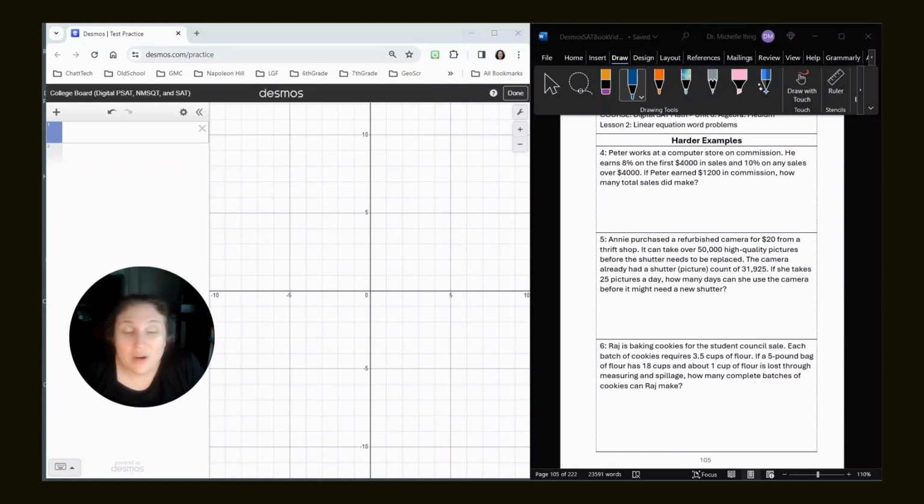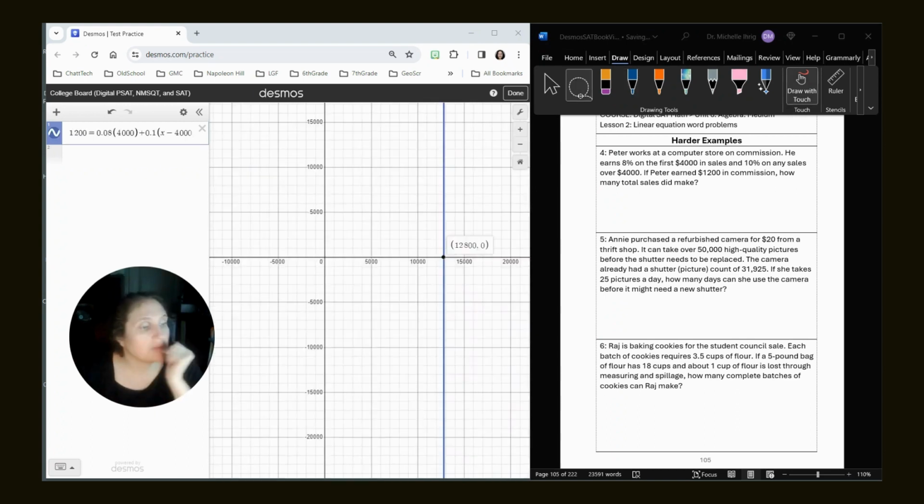Let's look at number 4. Peter works at a computer store on commission. He earns 8% on the first $4,000 in sales and 10% on any sales over $4,000. If Peter earned $1,200 in commission, how many total sales did he make?